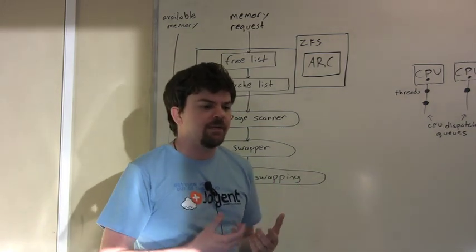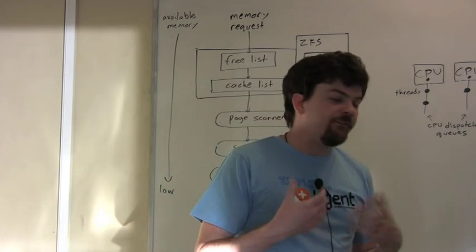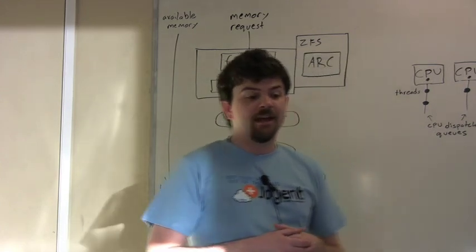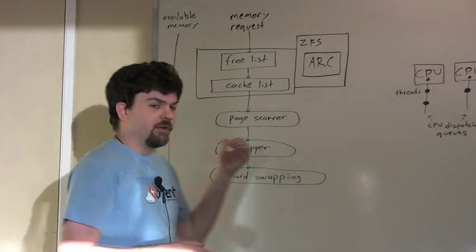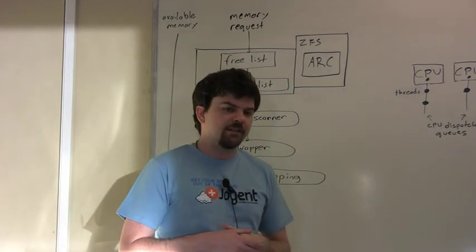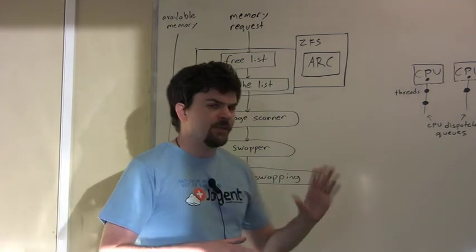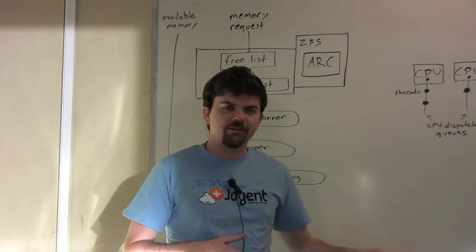A page of memory is either 4 kilobytes or 8 kilobytes, depending on the architecture. Usually 4 kilobytes for x86 or 8 kilobytes for SPARC. There's also something called multiple page size support, which I'll get to in part 2.